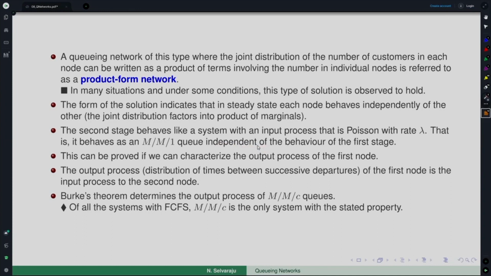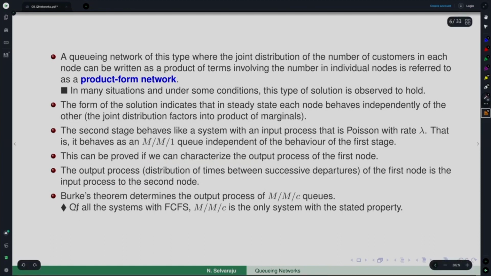Can this be proved? Yes, it can be proved if we can characterize the output process of the first node. If we can specify the nature of the output process of the first node, then we can explain this behavior. The output process, that is the distribution of time between successive departures of the first node, is the input process to the second node.